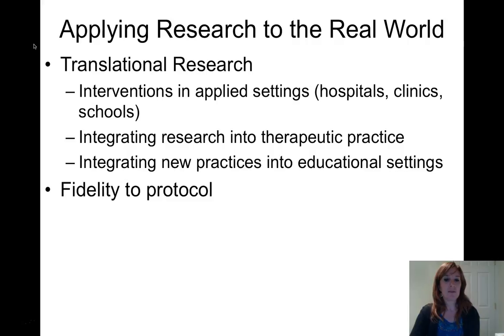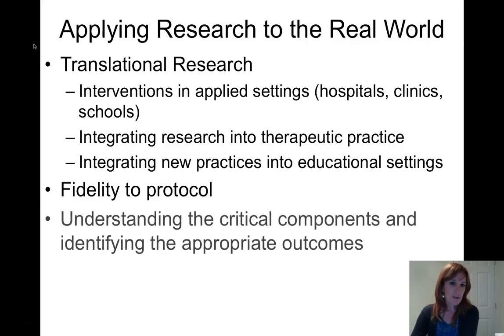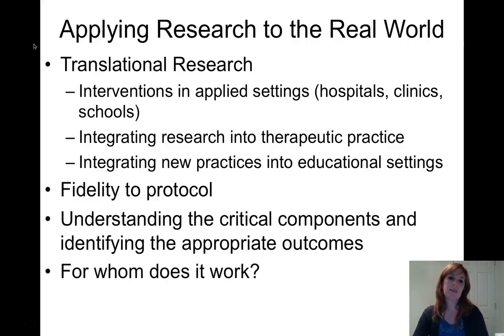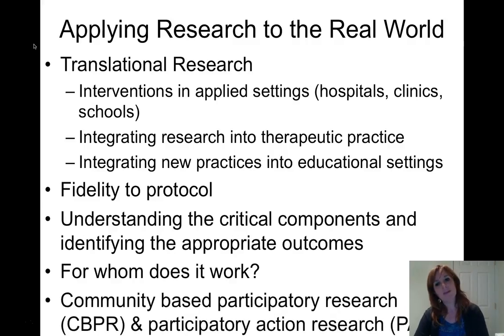There's often really huge issues with fidelity to protocol. So do people actually do what the curriculum says to do? Do people adhere to different therapeutic modalities when they actually do them in the real world? And so a key piece of this is understanding the critical components of curriculum or therapeutic practices, identifying the appropriate outcomes that we want to look at to be able to evaluate efficacy, for example, how effective that intervention or that therapeutic practice is, figuring out if it works for certain groups of people more than others.